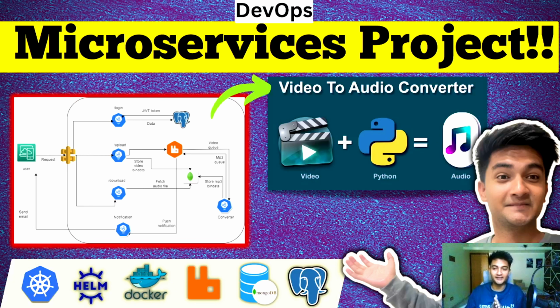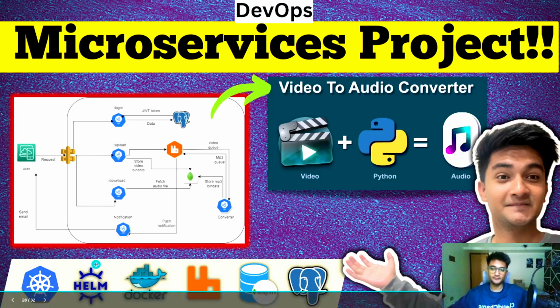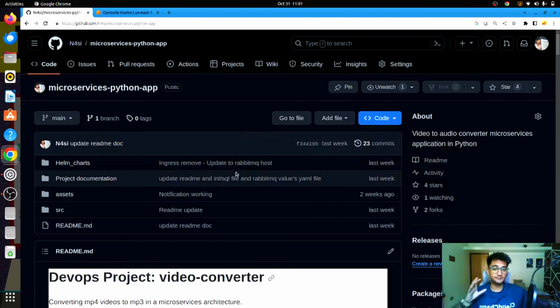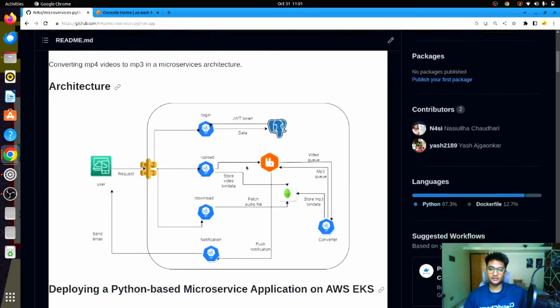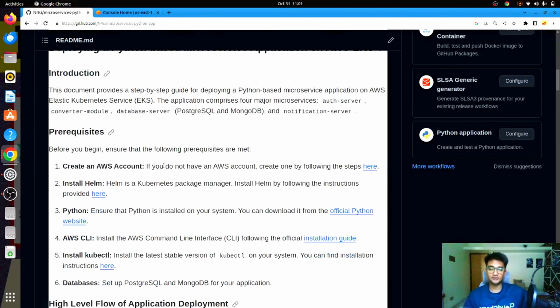Alright, so I'm here on my computer screen, and let's start with deploying our Python microservices application on AWS Cloud using tools like Kubernetes, Helm, Docker, RabbitMQ, and also databases including MongoDB and Postgres. So let's start with deploying this application, but before we actually start, there are some prerequisites or tools that you need to have installed in your machine in order to do this project.